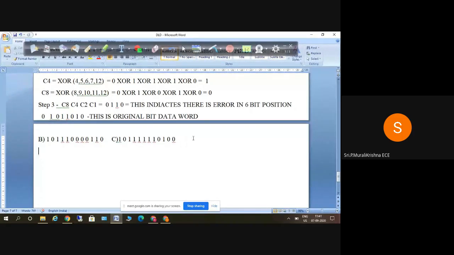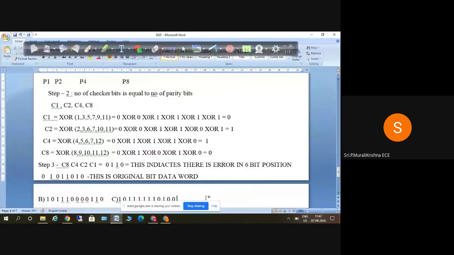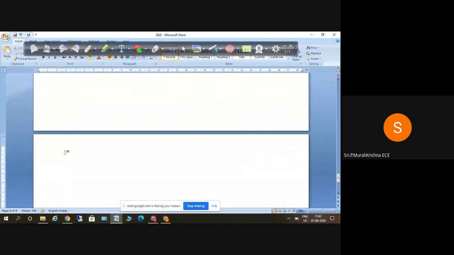So today's class we will see about the complements. There are two kinds of complements here: radix complement and diminished radix complement.